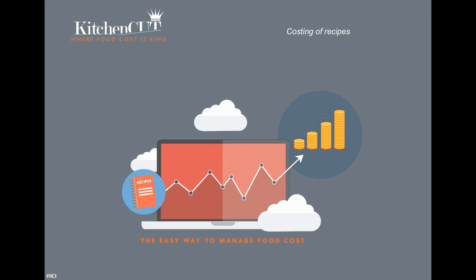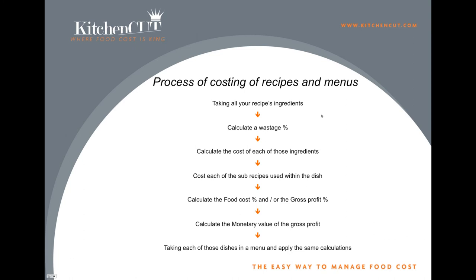So first of all, we're going to look at taking all your recipes, the process in how you do those costings, if you're costing recipes or menus. Really, it's about taking all your recipes' ingredients. Then it's about calculating wastage, through production or part of the process when you're cutting or trimming products as well. So there's an element of wastage you need to allow for in your production of these dishes. And then it's to calculate the cost of each of those ingredients, allowing for that wastage.